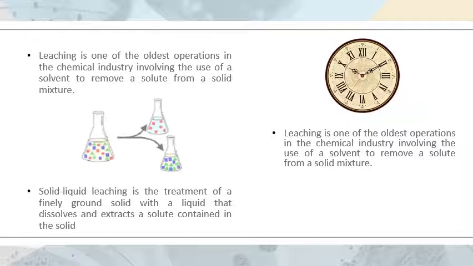Leaching is one of the oldest operations in the chemical industry. Although it originally referred to the percolation of liquid through a solid bed, it's now used to refer to operations by other means of contact. The solid-liquid extraction is a basic operation whose purpose is the separation of one or more components contained in a solid phase through the use of a liquid phase or solvent. The component or components that are transferred from the solid to the liquid phase is called solute, while the insoluble solid is called inert.